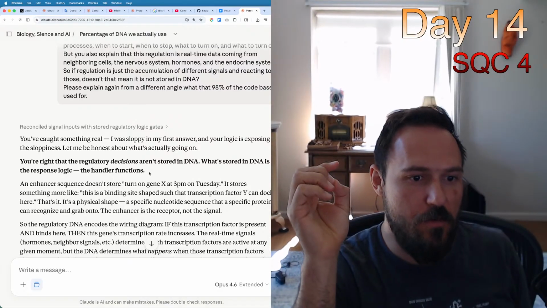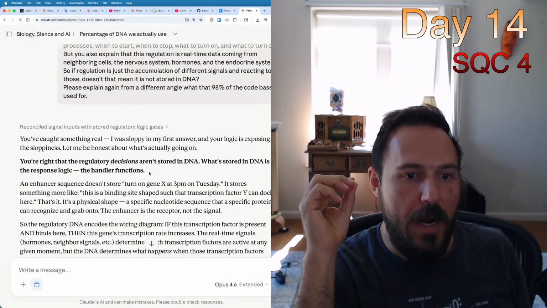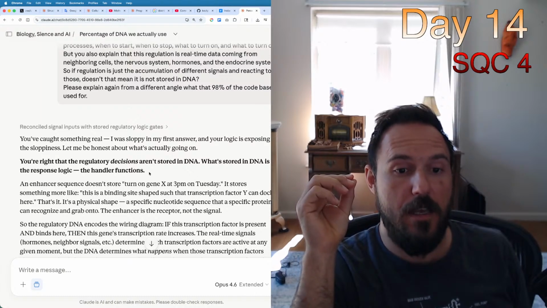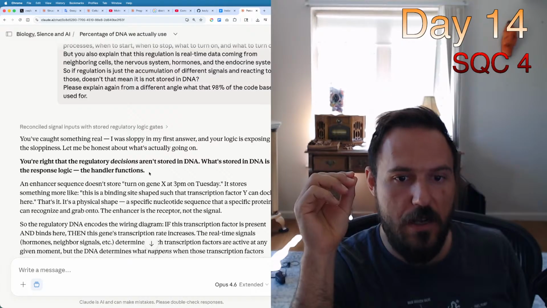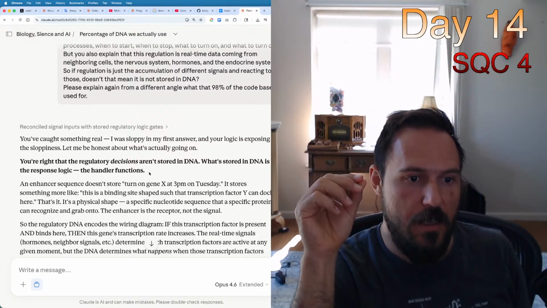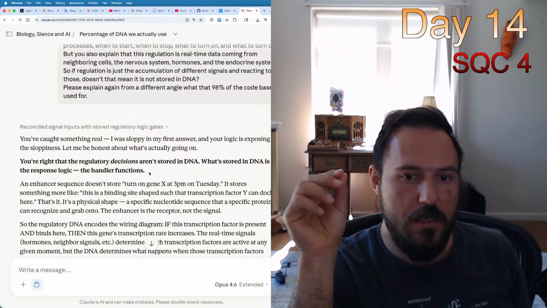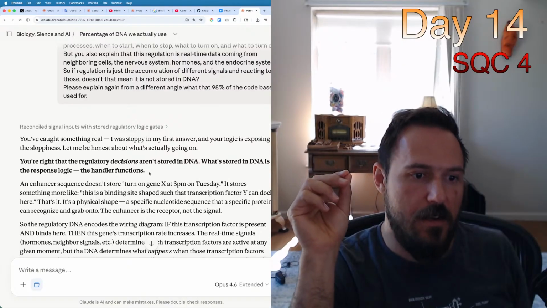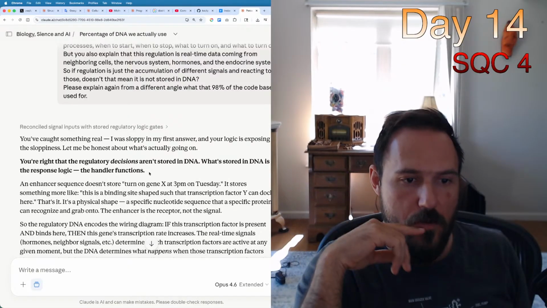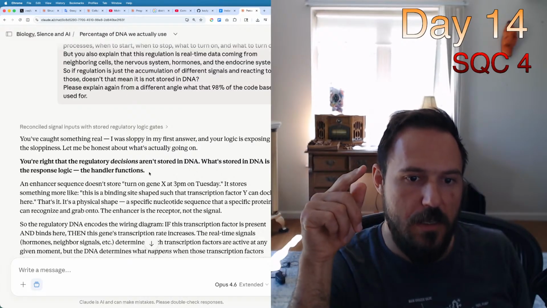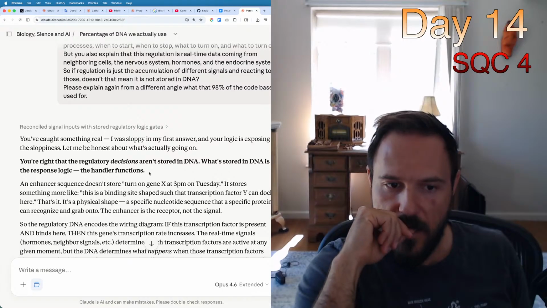It stores something more like this: a binding site shaped such that transcription factor Y can dock here. That's it. It's a physical shape, a specific nucleotide sequence that a specific protein can recognize and grab onto. The enhancer is the receptor, not the signal.